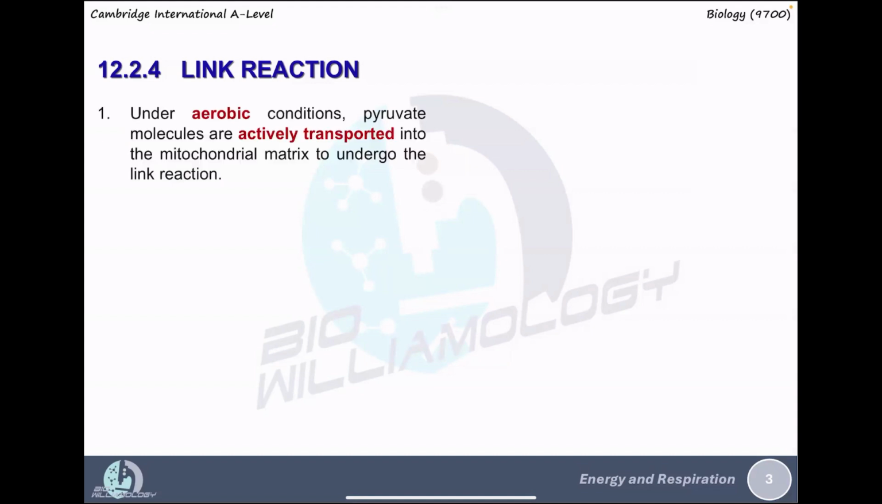Link reaction. Under aerobic conditions, pyruvate molecules are actively transported into the mitochondrial matrix to undergo the link reaction. From the name, the link reaction basically means the reactions that link glycolysis and the next reaction, the Krebs cycle. So the link reaction actually occurs in the mitochondrial matrix.